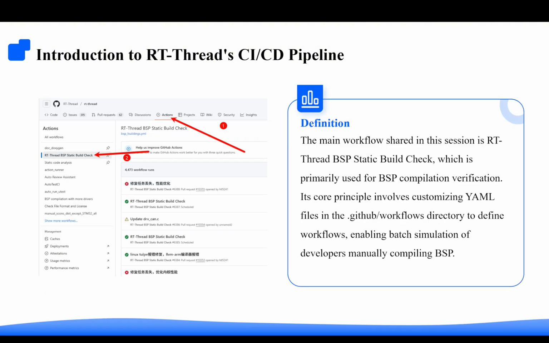The workflow I mainly want to share this time is one of them. This workflow is mainly used for BSP compilation verification. Its core principle lies in customizing the YAML file in the .github/workflows directory to achieve the process of BSP compilation, simulating developers manually compiling the BSP.